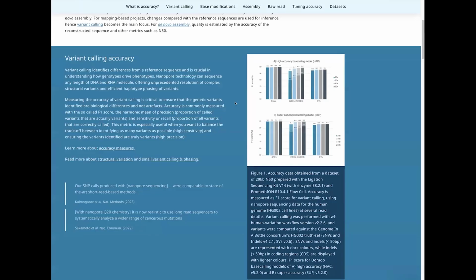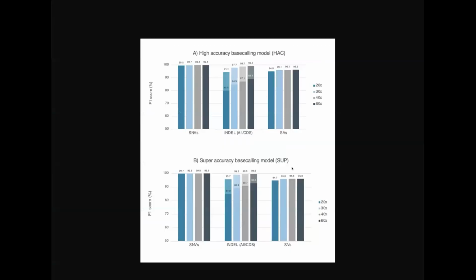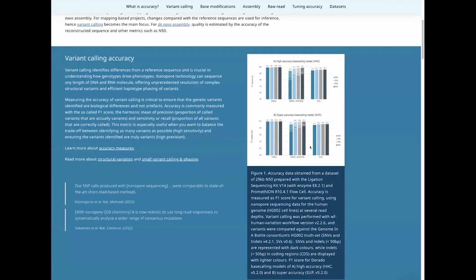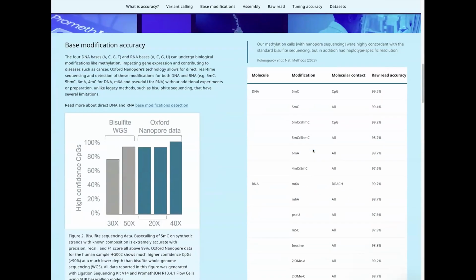But what I did want to highlight, well, before we move on from there, where it does make a bit of a difference is if you're looking at some of these indels. So if you're interested in some of the smaller insertions and deletions, the accuracy improvement with higher depth and the sup model may be enough to convince you to go with that model.